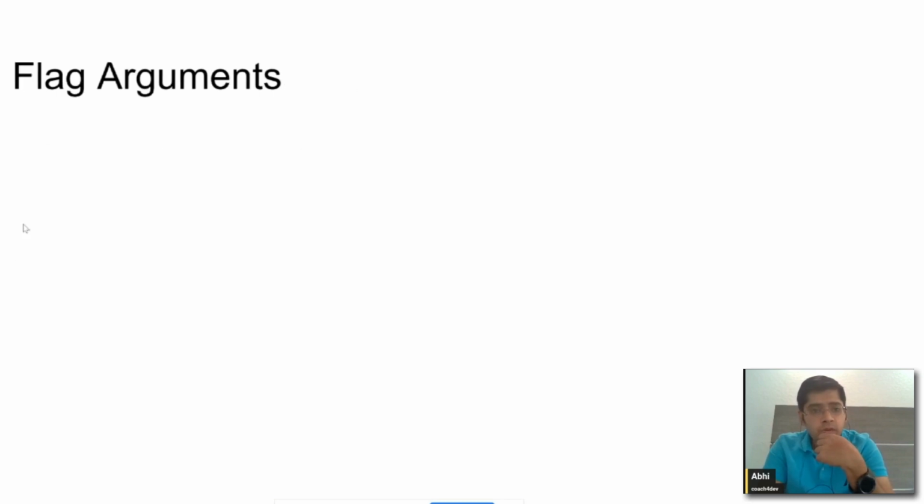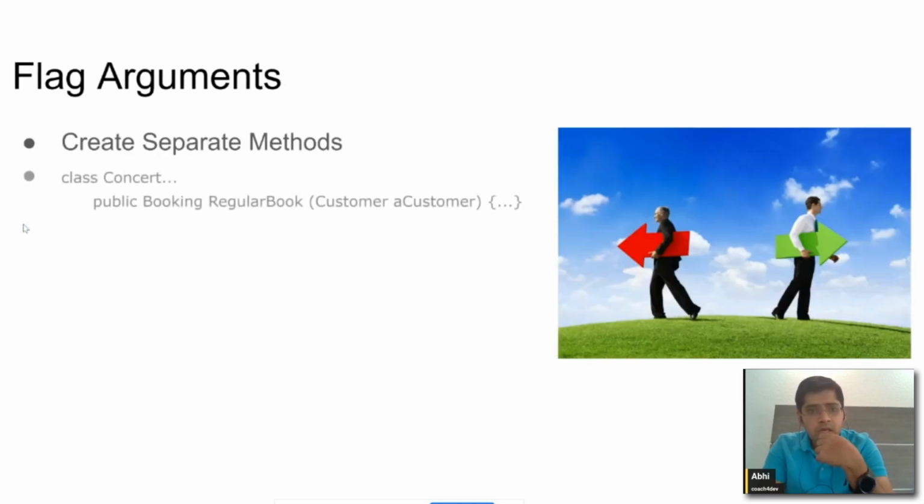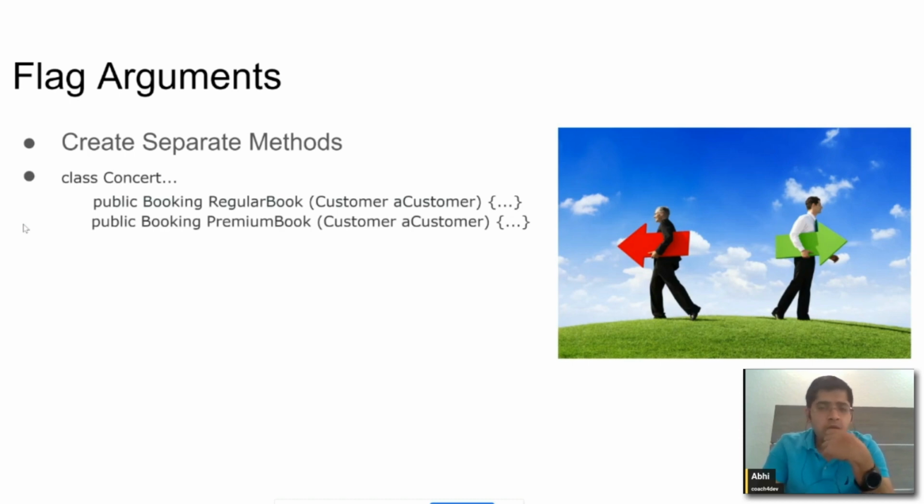Instead, what we should do is have two separate methods, right? Create separate methods: one is regular booking and one is premium booking. That way you are keeping all the business logic separate. Now, there might be certain shared code, yes, and you can put the shared code in a separate method and then call that shared method across these two methods, regular booking and premium booking. But try to avoid flag arguments, because this again is simply adding complexity to your existing method and will make your code look not nice.